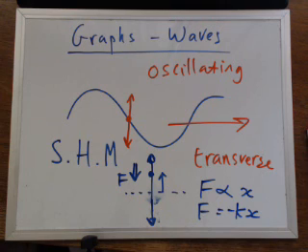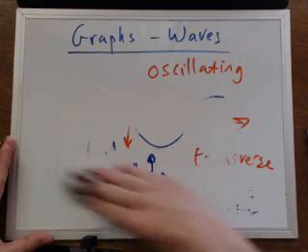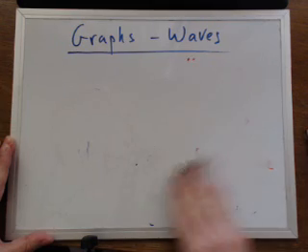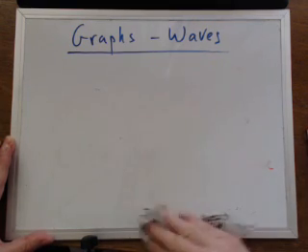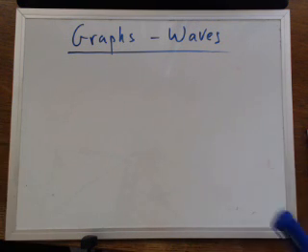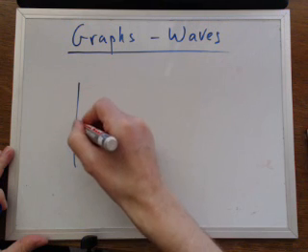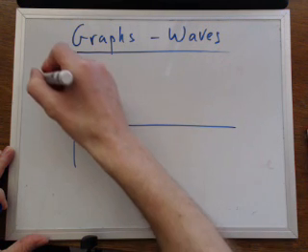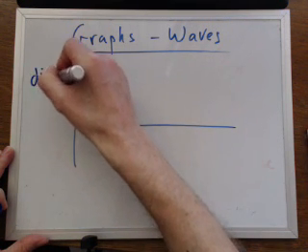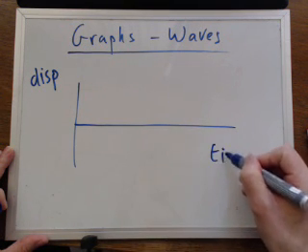Now this is a little bit of an aside on simple harmonic motion, but we'll come back now to looking at the particle. How do we represent it? We will represent the motion of the particle oscillating up and down against time. So if we have this here as the displacement, and this is the time.